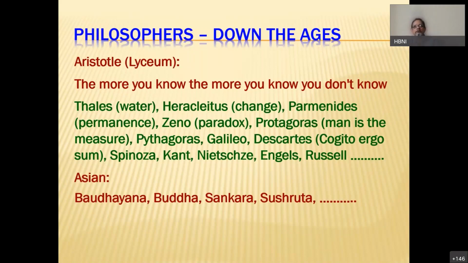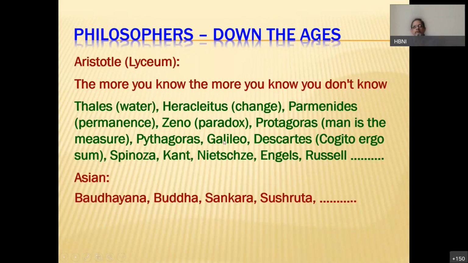There was another person called Protagoras who said that man is the measure of all things. So he said all the water and all these things are not it, man is the ultimate entity which determines everything. Pythagoras, definitely all of you know about him, the famous Pythagoras theorem. But let me tell you that before Pythagoras propounded or discovered this theorem, we had our own Baudhayana, who lived almost 300-400 years before Pythagoras. He actually said the same thing.